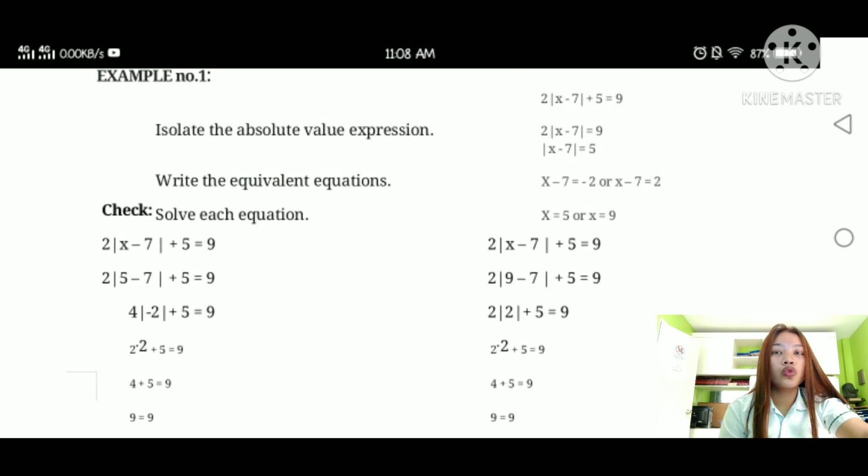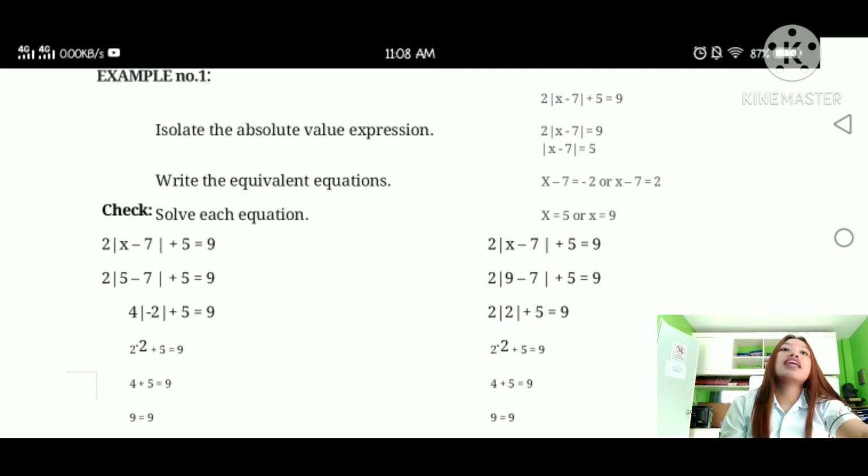To check, 2 times the absolute value of x minus 7, plus 5, is equal to 9. So substitute 5: 2 times the absolute value of 5 minus 7, plus 5, is equal to 9. It will be the absolute value of negative 2, which is 2. So 2 times 2 plus 5 is equal to 9, and then 4 plus 5 is equal to 9, and the correct answer is 9 is equal to 9.